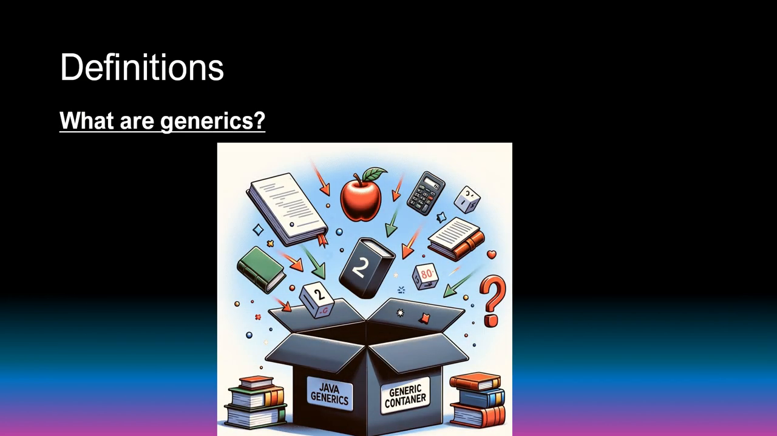So another way to think about generics, imagine that you have a generic container and you want to put objects inside the container, and no matter what object you want to put in, you want the same behavior to happen. So I want to perform the same set of behaviors or the same set of methods on whatever goes into the box, whether it's an apple, a calculator, a pencil, a dice, a book. We want to be able to perform the same set of behaviors no matter what goes in the box. The box is our generic container. And that's the idea of generics.